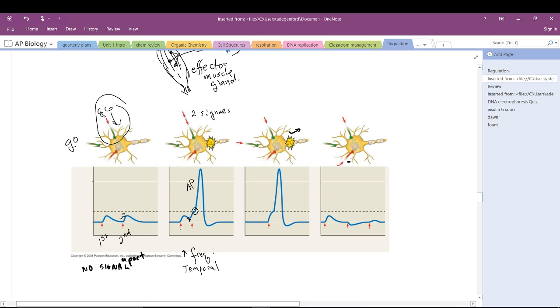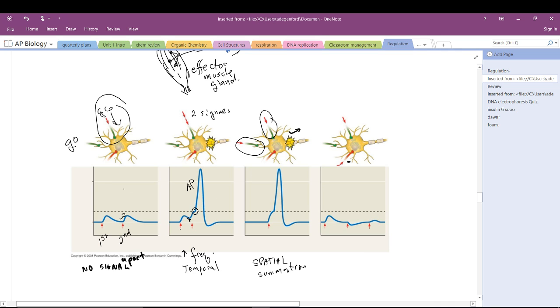The next one is going to be two neurons. So here we have the first neuron and then the second neuron, but they're both sending at the same time. Now, because these are two different neurons, we call this spatial summation. We had temporal summation, now we have spatial summation.